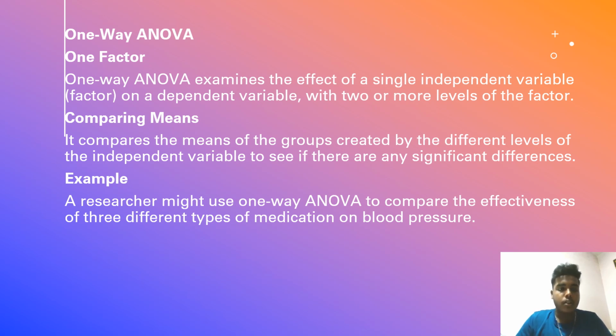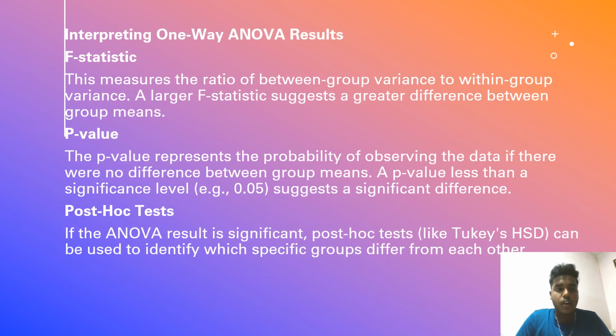Example, a researcher might use one-way ANOVA to compare the effectiveness of three different types of medication on blood pressure. Interpreting one-way ANOVA results. F statistic. This measures the ratio of between group variance to within group variance. A larger F statistic suggests a greater difference between group means.